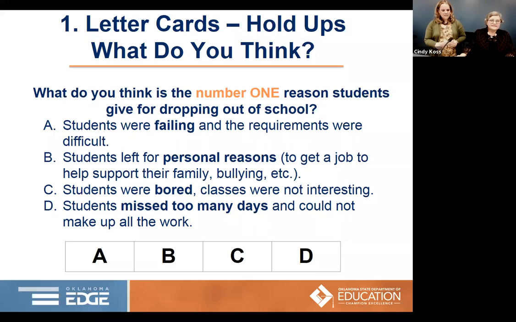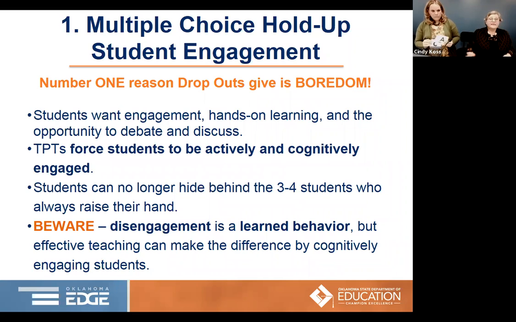Remember the question was the number one reason students give for dropping out. And the number one reason dropouts give is boredom. Students want engagement, they want hands-on learning, and the opportunity to debate and discuss. And that's what we believe these techniques provide. Now, does that mean that all of those weren't reasons for students dropping out? Of course not. Those are all reasons that we know and that we have seen in our schools for why they're dropping out.